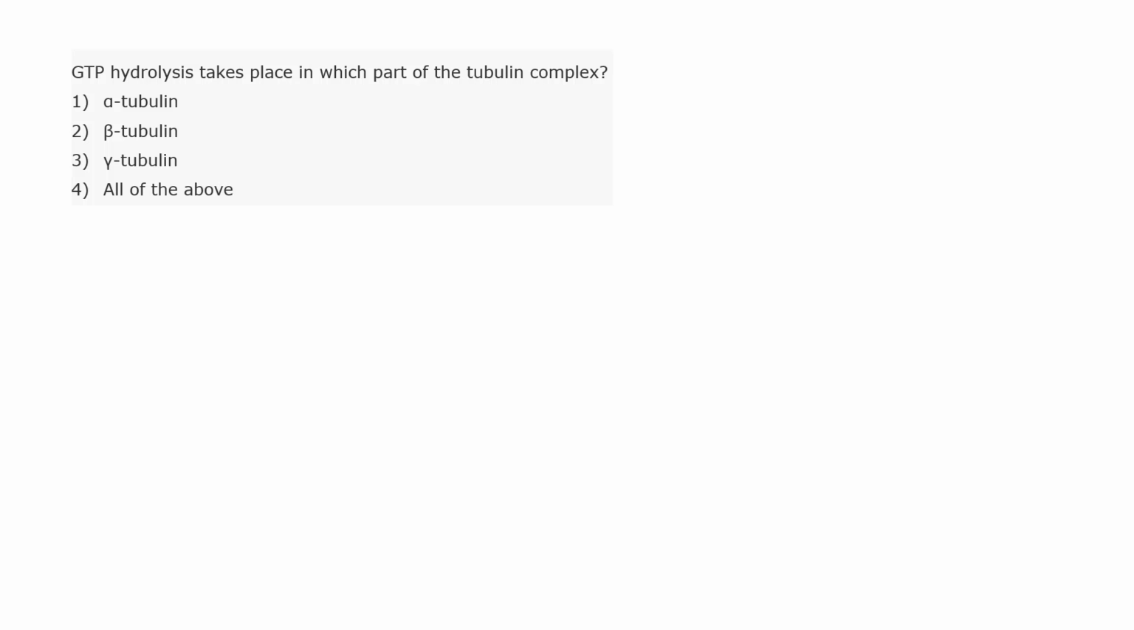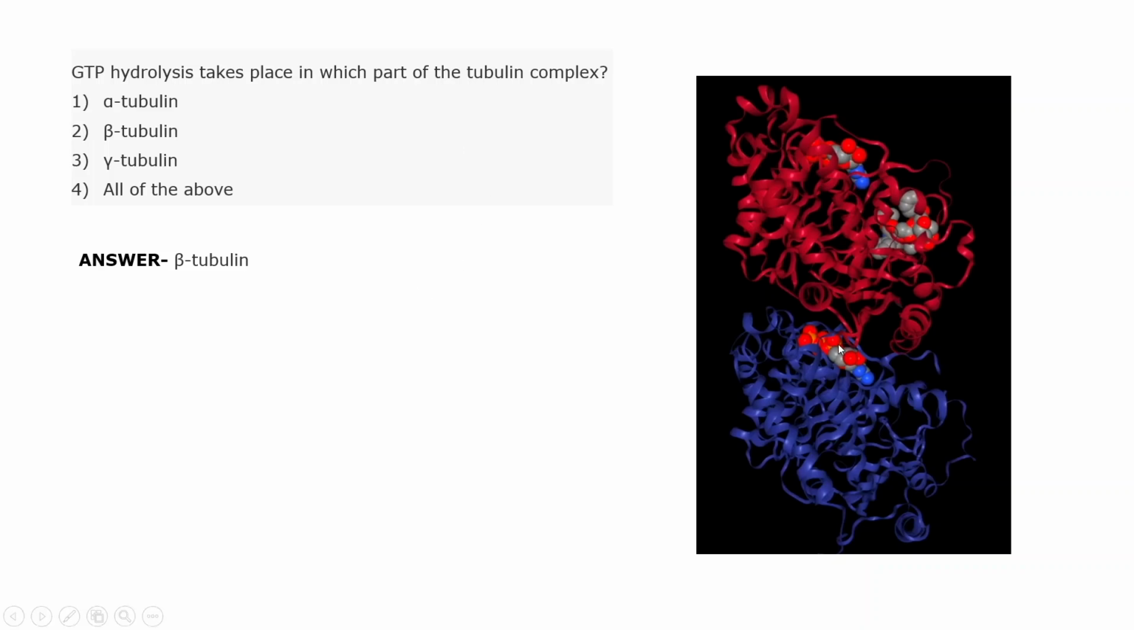Okay, so I think the answer to this question is, yes, you are right, the second option, beta tubulin. This is a PDB structure of the complex. You can see that this is the alpha tubulin, which is colored in blue, and the gamma tubulin, which is given in red, right? You can see that this is the GTP molecule, and GTP actually binds to both subunits.